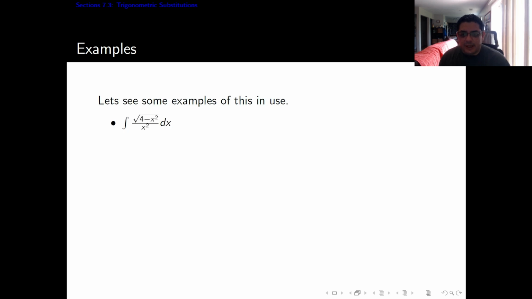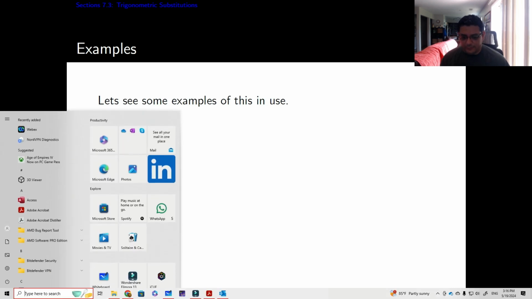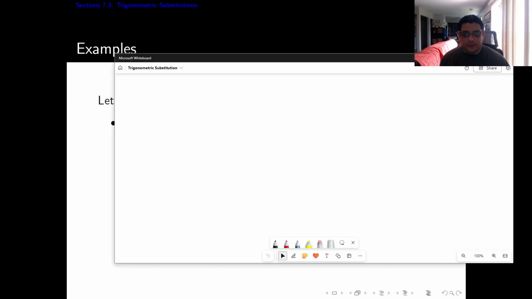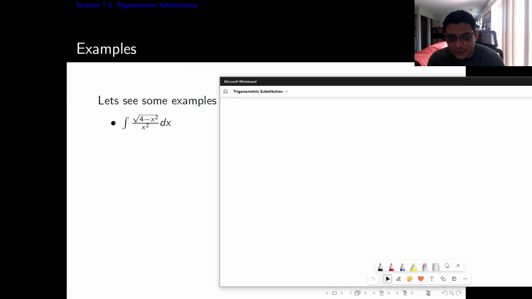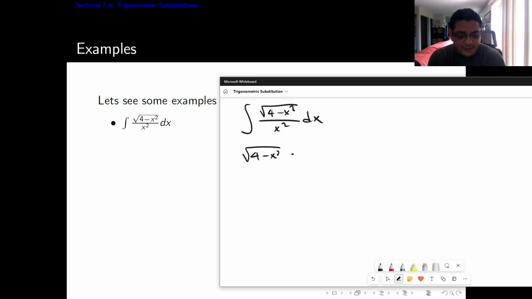Now let's see some examples of this in use. Let me get the board over here. We're going to go with the trigonometric substitution for the integral of square root of 4 minus x squared over x squared dx. From what we just saw, we have this term 4 minus x squared, and this implies that we should go with the substitution x equals a sine of theta. Remember, this is like a squared. So if 4 is a squared, that means that a is equal to 2.